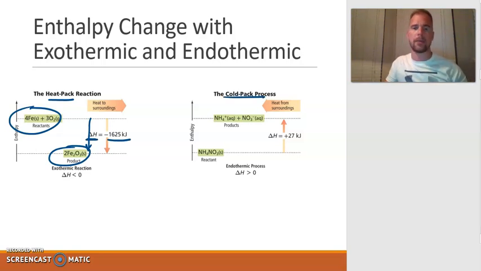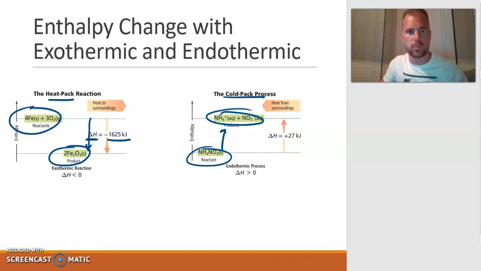Whereas a cold pack, think about a cold pack, you break it, and all of a sudden it feels cold, right? Why does it feel cold? Because the reactants are absorbing energy from your hand. That's why it feels cold. And as a result of absorbing energy, now you've got your products. That is absorbing heat from the surroundings. Delta H is positive. So it's the same as before.